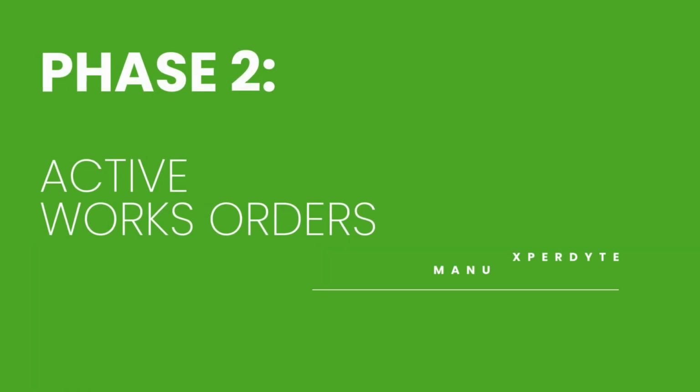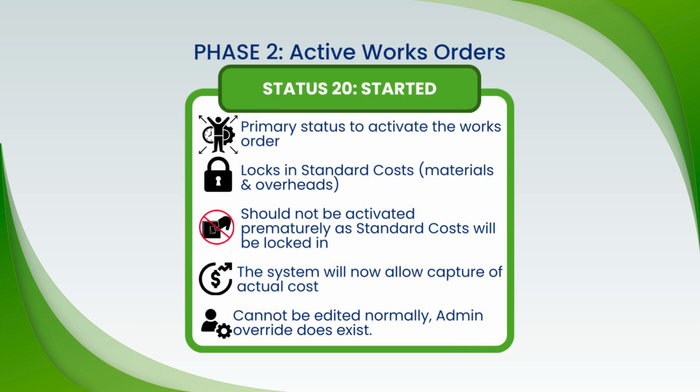Phase 2. Active works orders. Status 20. Started. This is the primary status used to activate a works order. A works order must necessarily pass through this status, unless it is to be cancelled. On this status change, the works order will once again refresh and update all of its costs, materials and overheads. And this costing will now become locked in as the set of standard costs against which everything will be measured. For this reason, status 20 should not be activated too far in advance of actual manufacture, since you would not want to lock in the standard costs prematurely.